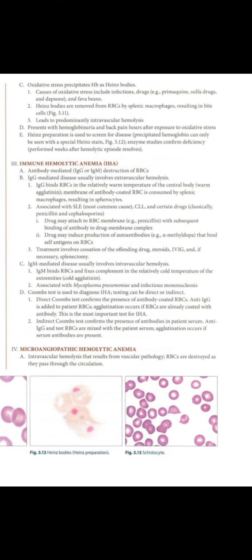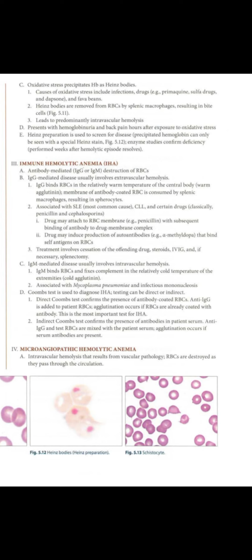Number 3. Immune hemolytic anemia. Antibody-mediated IgG or IgM destruction of RBCs. IgG-mediated disease usually involves extravascular hemolysis. IgG binds RBCs in the relatively warm temperature of the central body, called warm agglutinin. Membrane of antibody-coated RBCs is consumed by splenic macrophages, resulting in spherocytes.